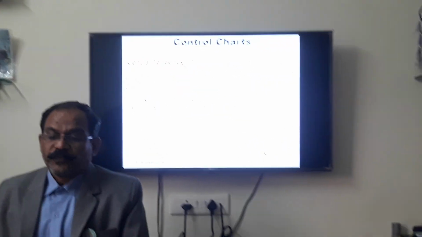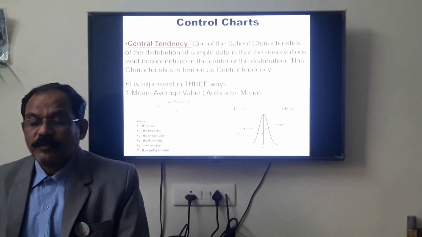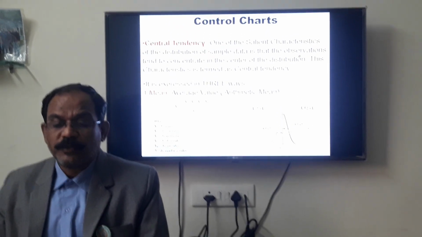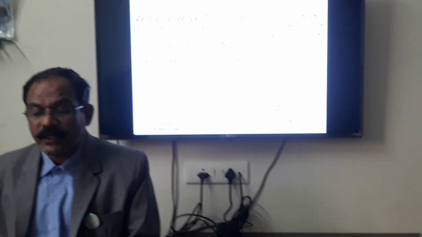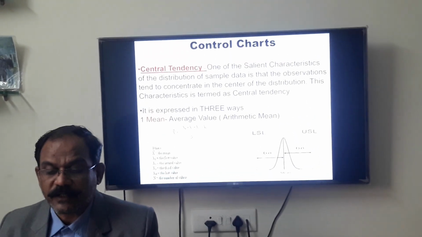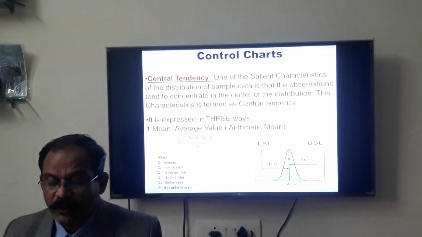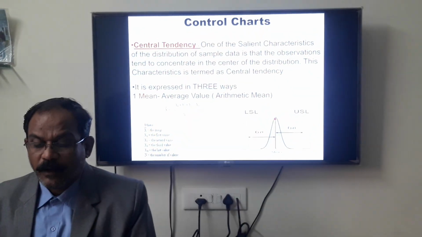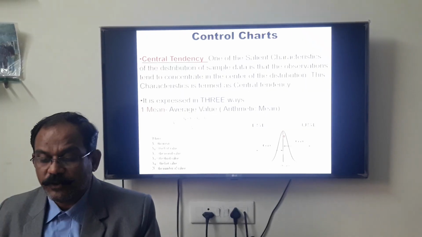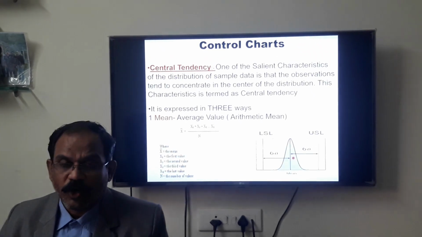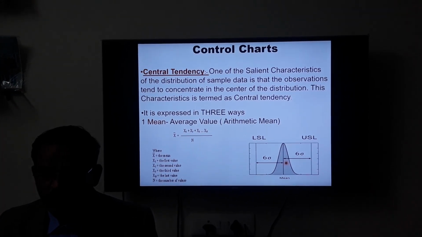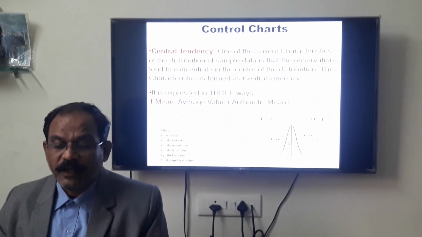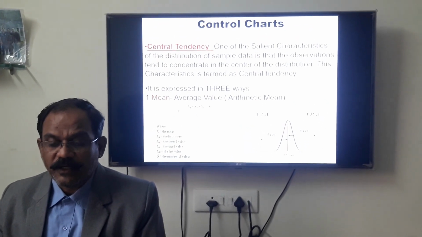Now, what is central tendency? One of the salient characteristics of a distribution of sample data is that observations tend to concentrate in the center of the distribution. This characteristic is termed central tendency. See, this is the central tendency, because always in the normal distribution curve I explained to you that all the balls, take an example of balls manufactured in ball bearings, where the balls are lying at the central maximum, because this is the central tendency characteristic.